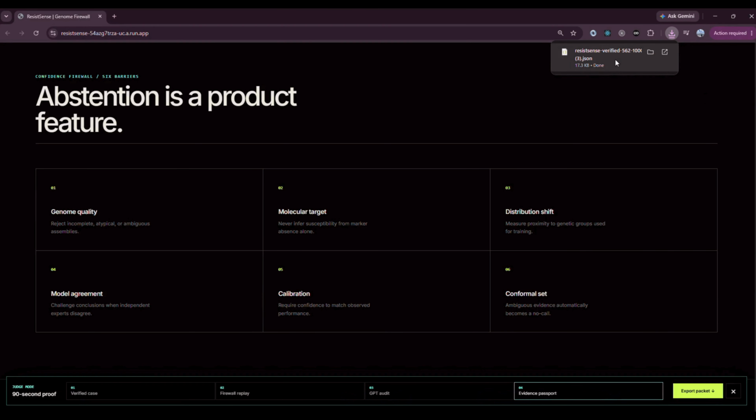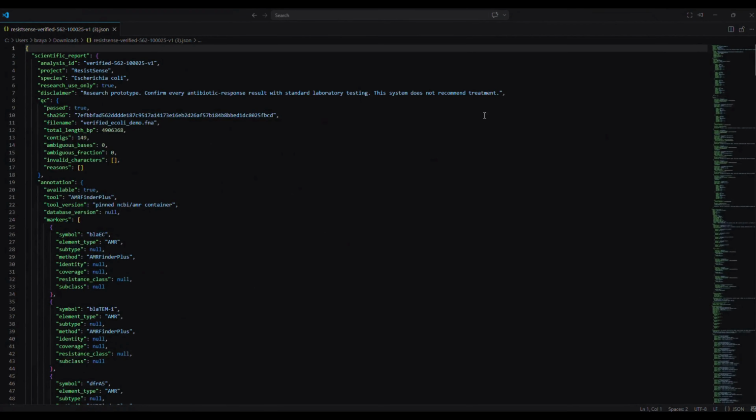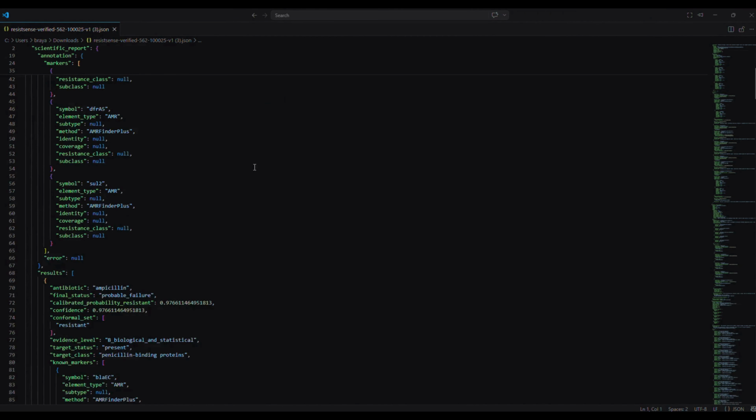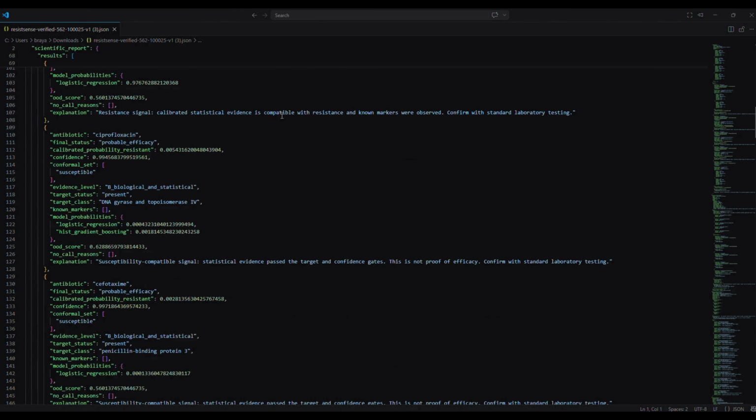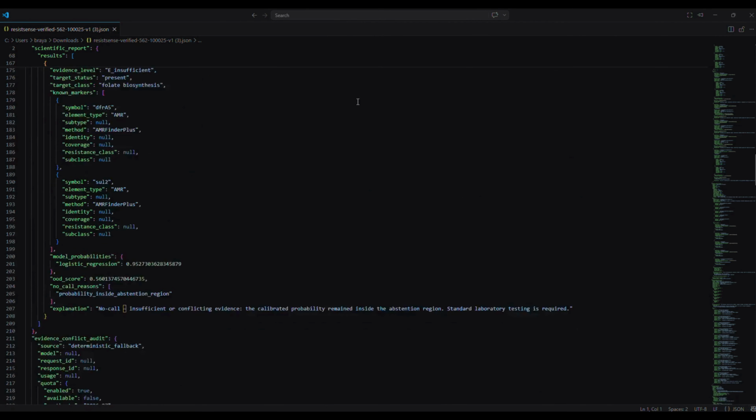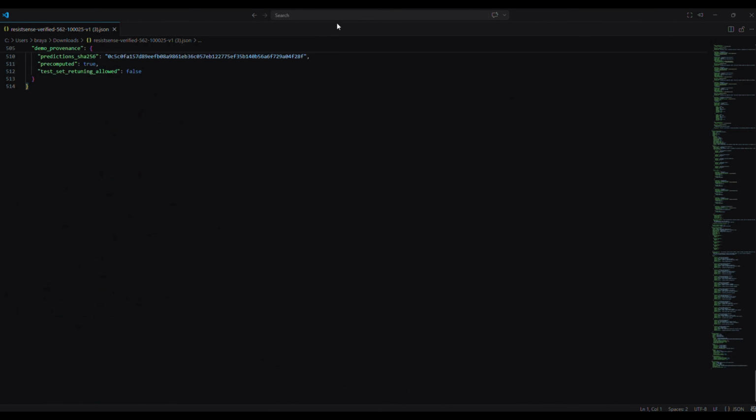Finally, the exported JSON preserves antibiotic-specific statuses, calibrated probabilities, evidence tiers, safety reasons, and the laboratory confirmation requirement. ResistSense does not prescribe an antibiotic. It makes genomic evidence traceable, challenges unsafe confidence, and abstains when evidence is insufficient. Predict, challenge, abstain.